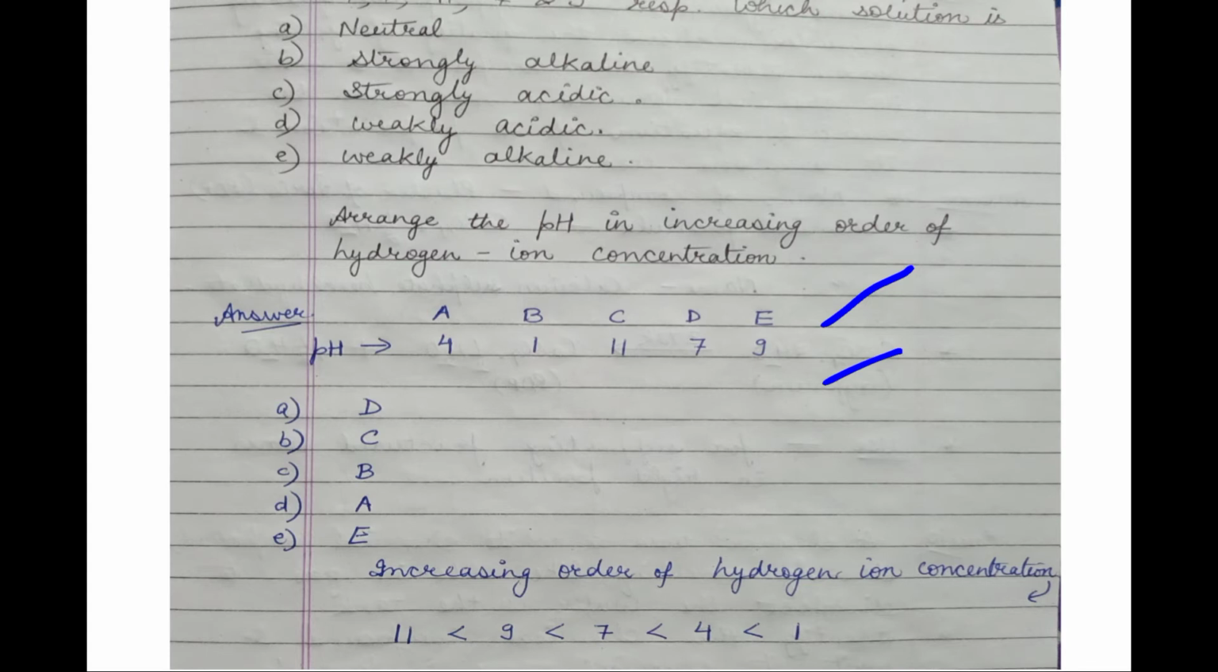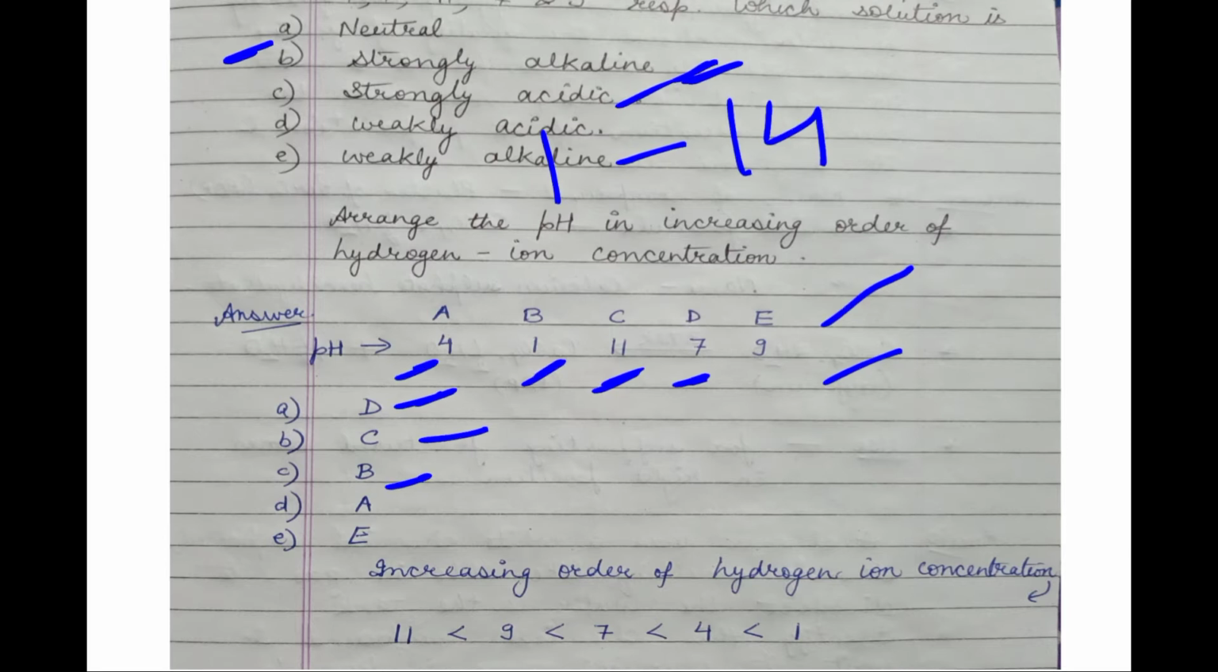Now they have been asked which solution is neutral. So neutral pH 7, that is D. Strongly alkaline, as you know that pH varies from 1 to 14. From after 7, more than 7 to the 14, solutions are basic in nature and we have been asked strongly alkaline. So near 14, the answer is C, because its pH is 11. Among these 5, this solution is strongly alkaline. Now strongly acidic, so less than 7 towards 1, so the answer is B. Weakly acidic, the answer is A, and weakly alkaline, the answer is 9.